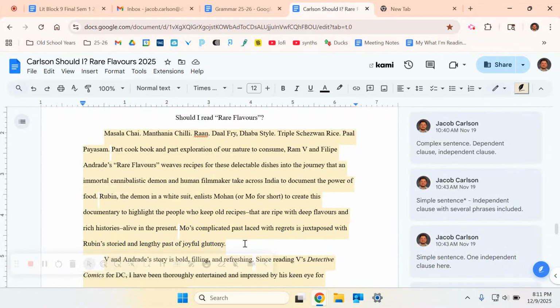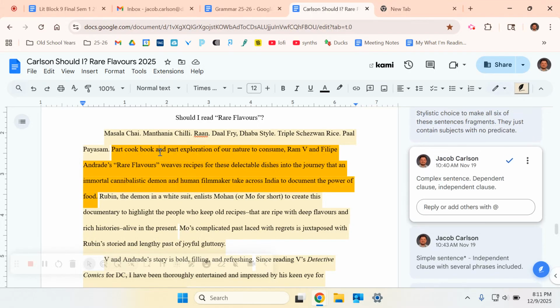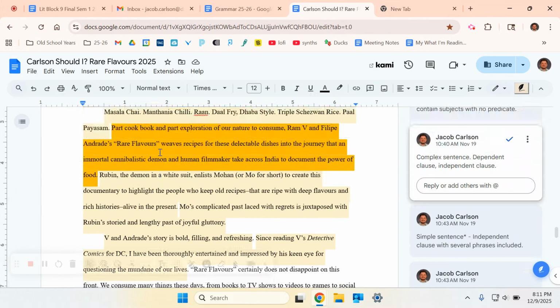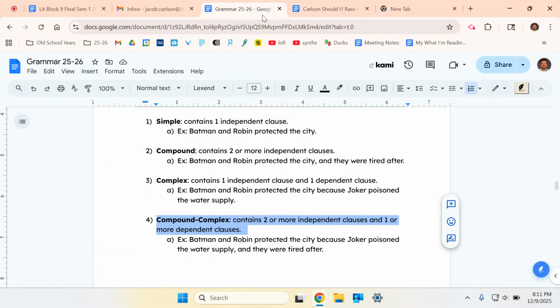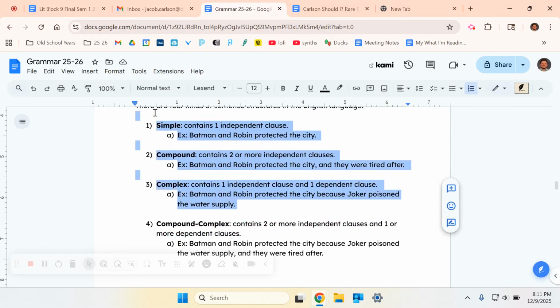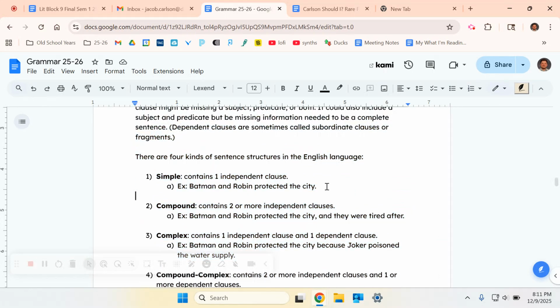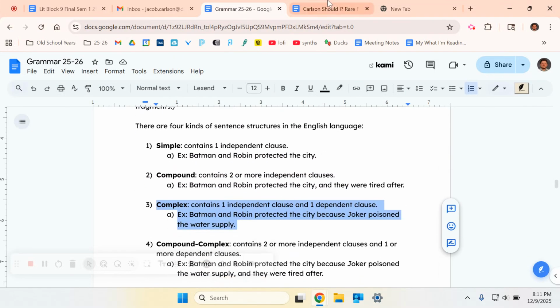So what I'm showing you right here is a composition I wrote for another class. It was a review of a graphic novel called Rare Flavors. And so I went through, I did the first 6 sentences of my composition, and I just tried to figure out whether it was simple, compound, complex, or compound complex. Most of the sentences that you have written are probably going to be one of these three, and most likely either a simple sentence or a complex sentence.